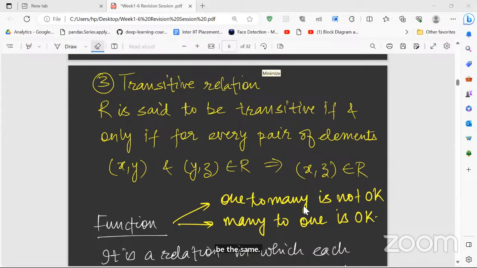Sir, can we quickly discuss the anti-symmetric and asymmetric? Because after this it will be confusing. If we discuss it along with symmetric relation, it will be clear. Just quickly, you can go through that.